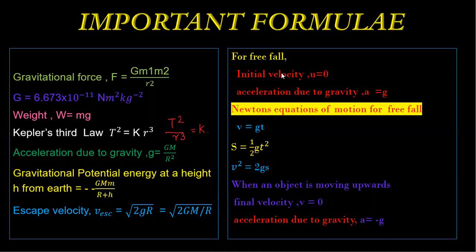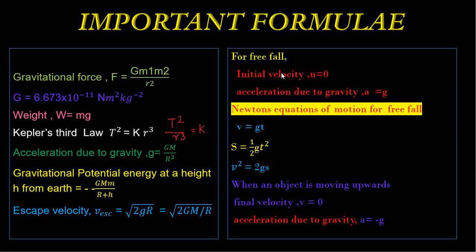Now Newton's equations of motion for free fall, that in the theory part also we have discussed. v is equal to gt, s is equal to half gt square, and v square is equal to 2gs, because initial velocity u is 0, so that term will not come.